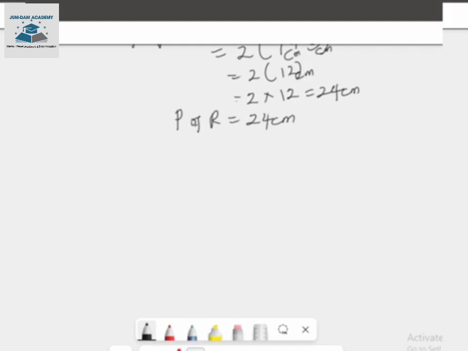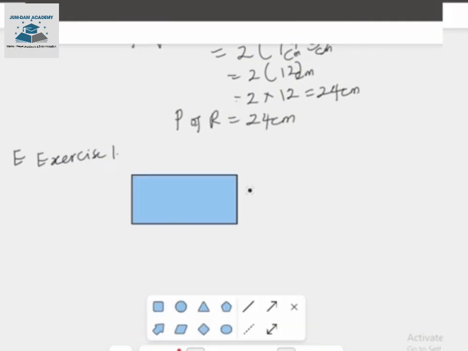So this is an exercise for you to practice. Exercise 1. Now supposing here I have 5 centimeter and here I have 3.5 centimeter. So calculate the perimeter of the rectangle.